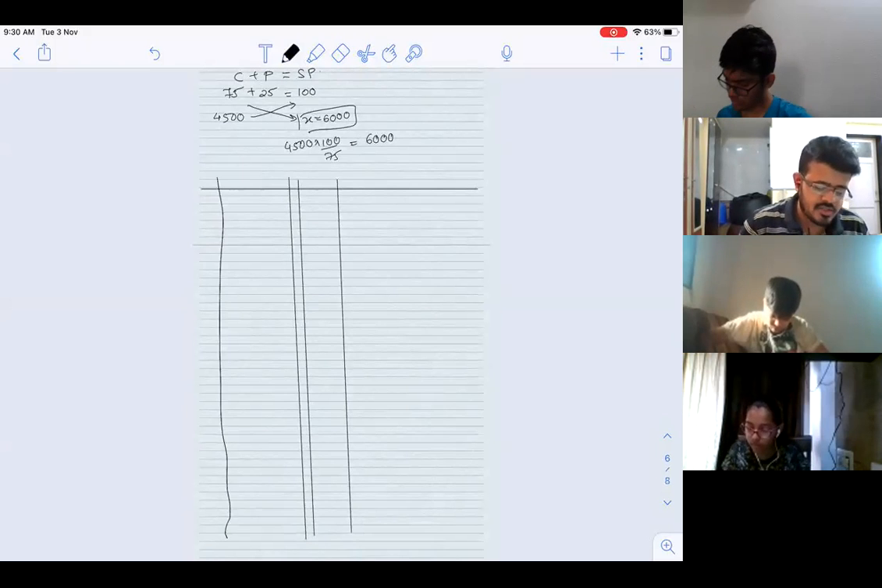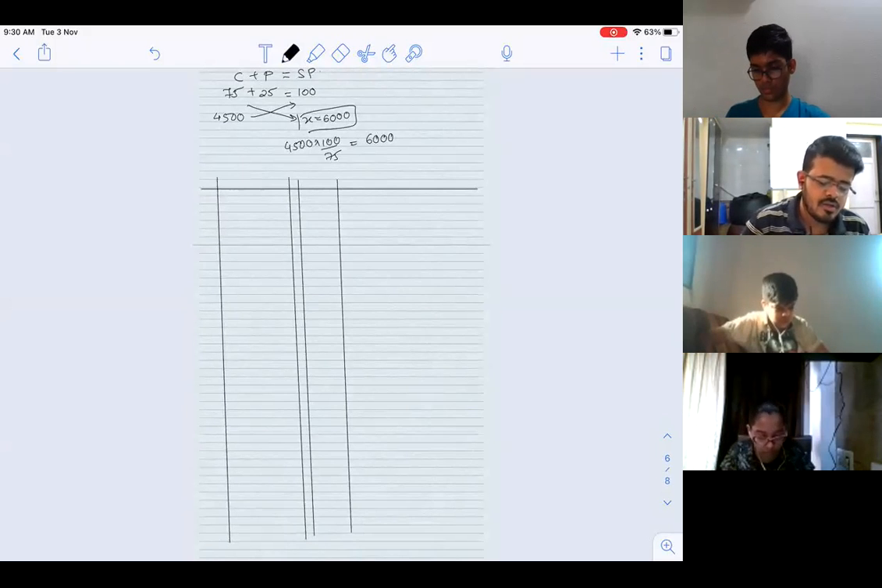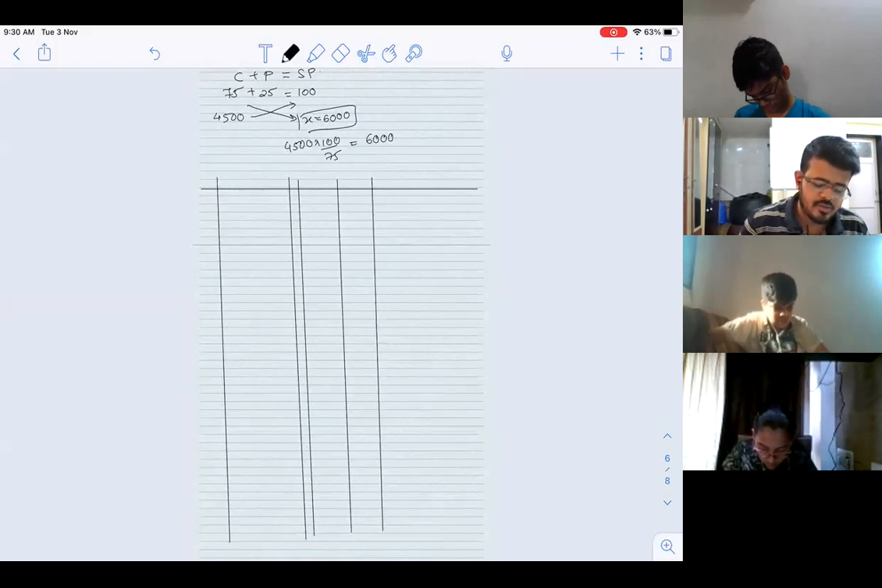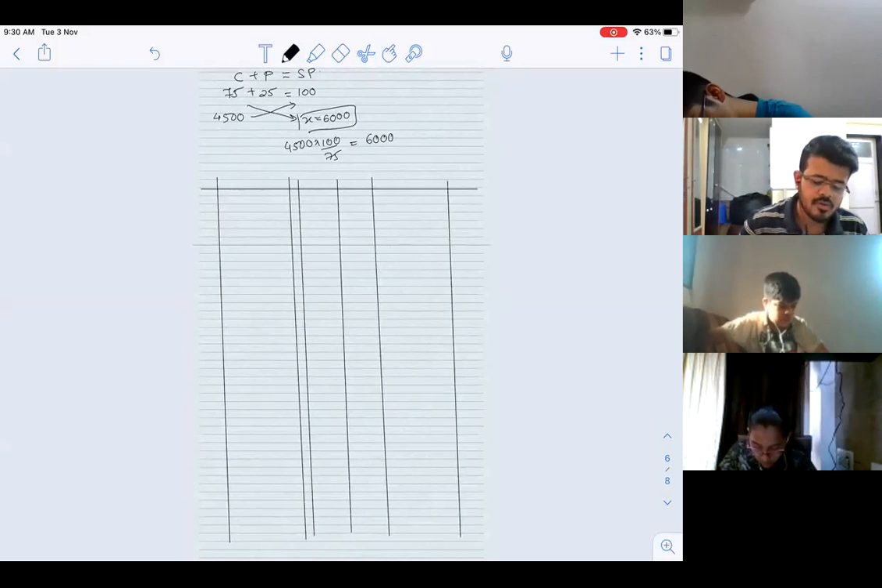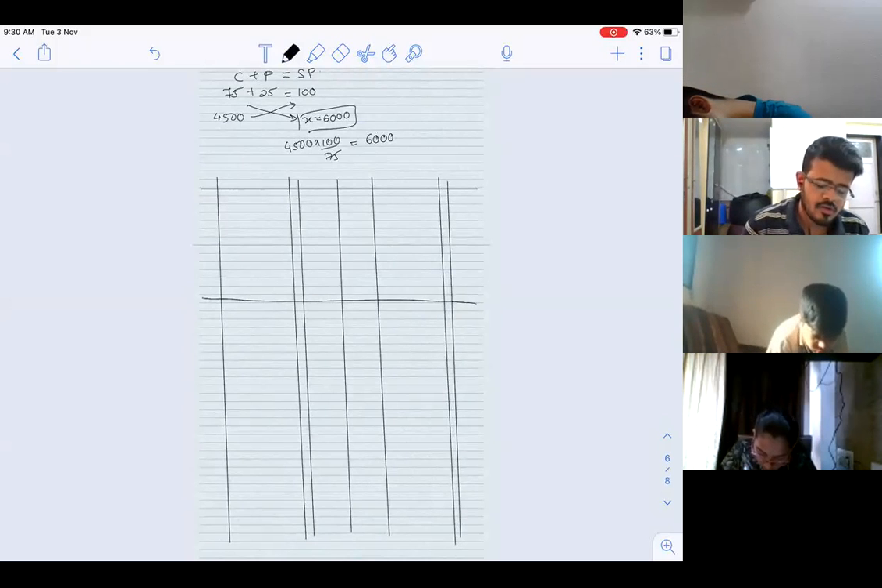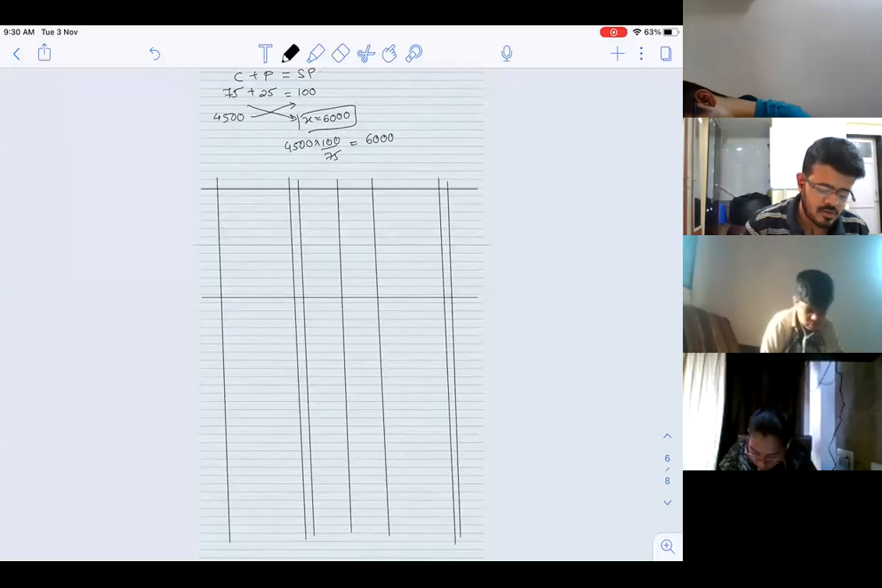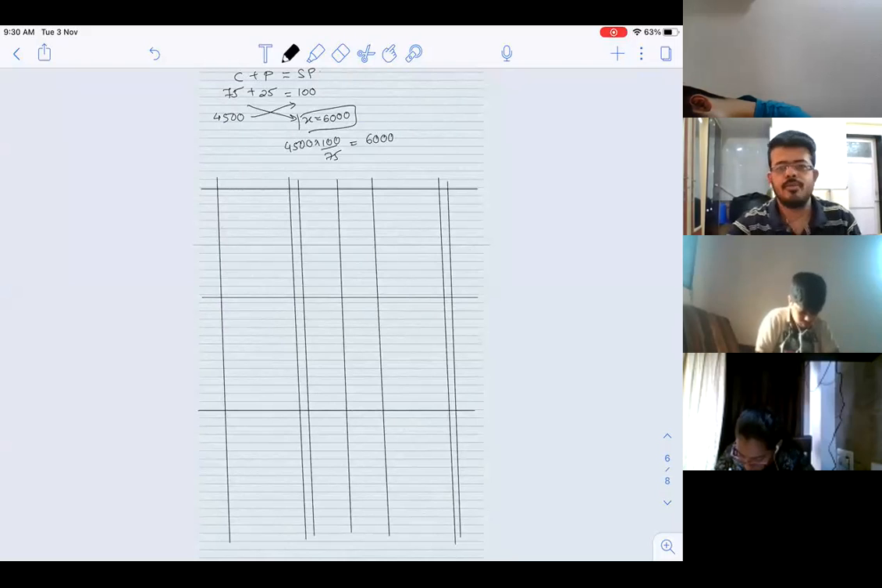Again today revise this sum properly. I'll send you the note also of all the calculations. I'll share it in the group. Very important sum number 6.